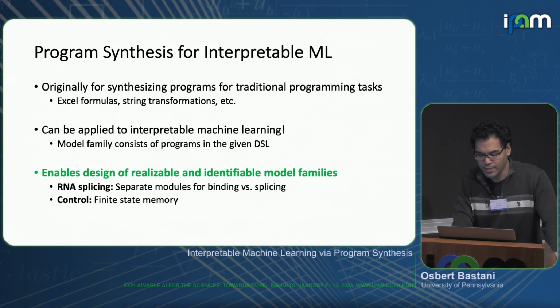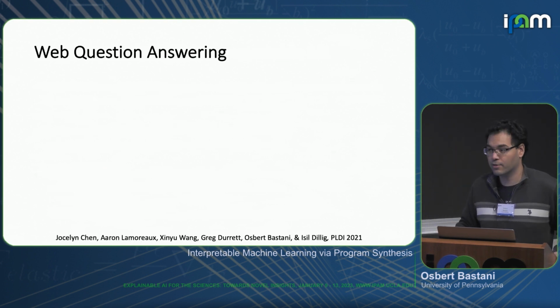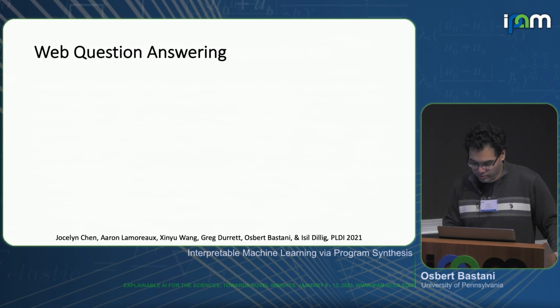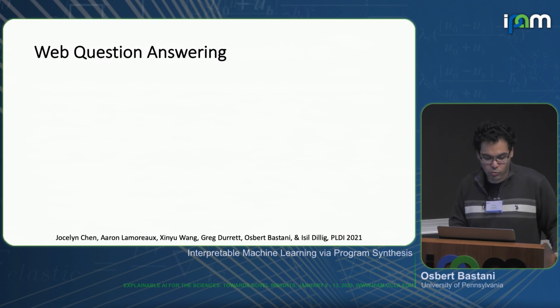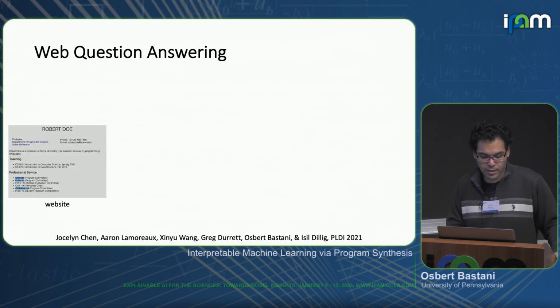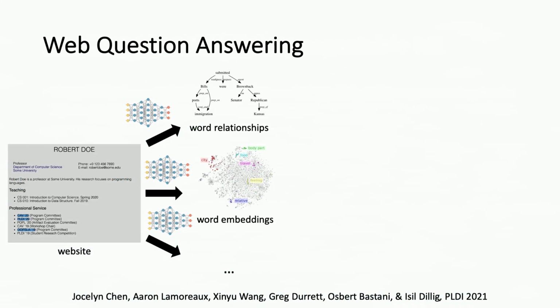The simplest domain for applying program synthesis is supervised learning. We've done some work on synthesis for supervised learning tasks, so just to illustrate some use cases: one application we've looked at is web question answering. In this domain, the programs actually include neural networks as components. You start out with a web page, and you might want to scrape some information from it.